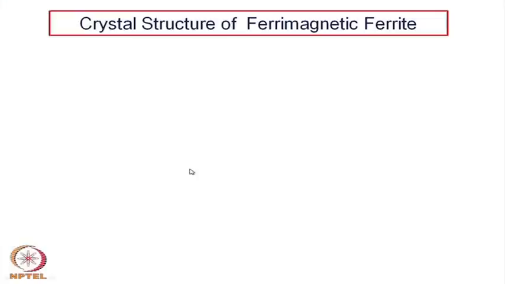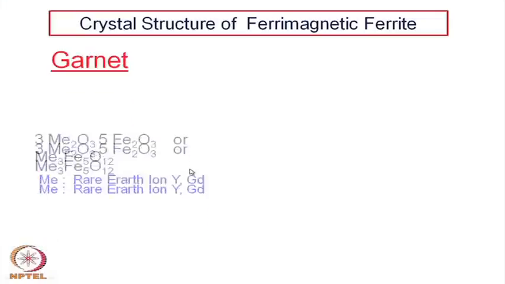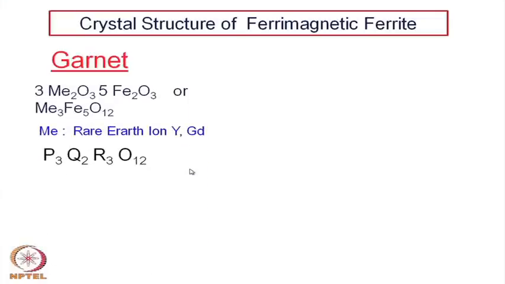Now, let us look at two other structures which we have just mentioned. Garnet structure: 3Me2O3, 5Fe2O3, or in other words one can write Me3Fe5O12. Me, as I mentioned, is a rare earth ion which may be yttrium or sometimes gadolinium, both are normally used. Now, the way the structure is represented here, the structural sites can be called P, Q and R. So, these are 3 different interstitial sites in this.